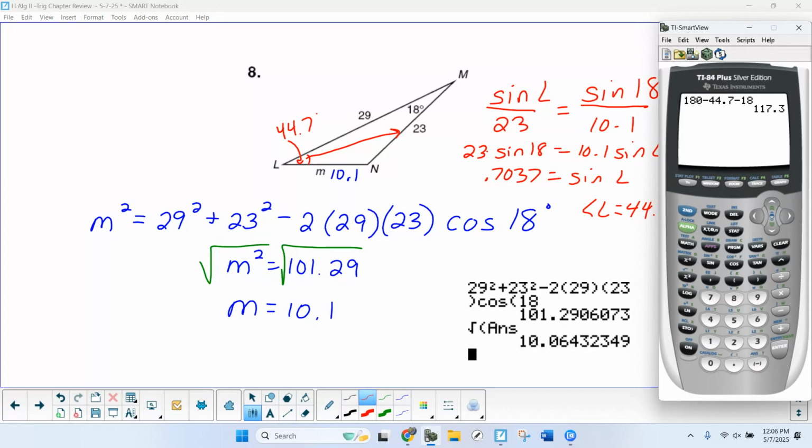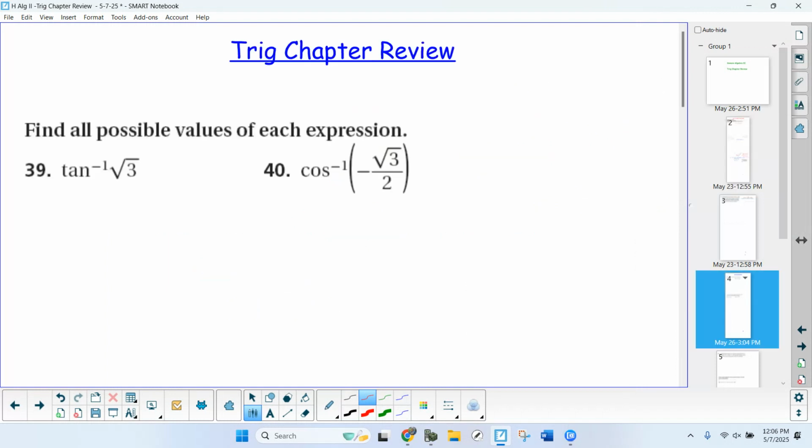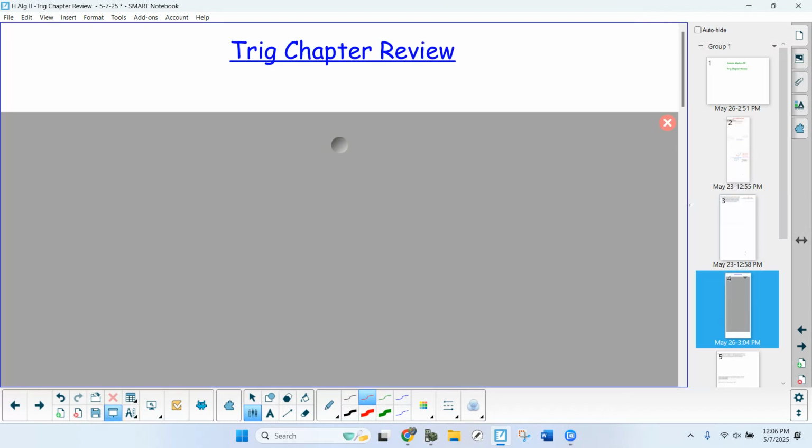Anybody else on the homework? Okay, pass those in. Take a piece of paper out. Pass those keys in. Take a piece of paper out because we're going to do a little trig review. Trig review, because it's been a little while since we've done some of these.